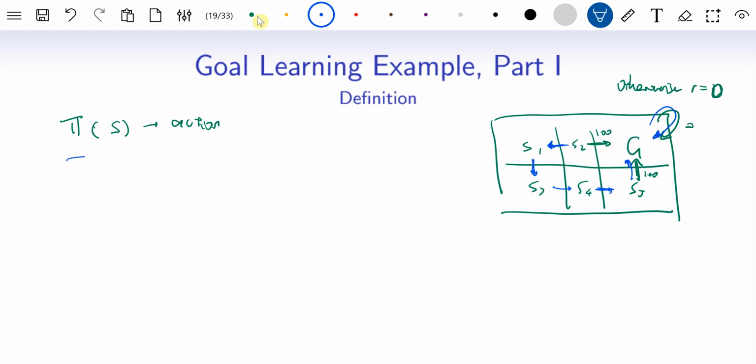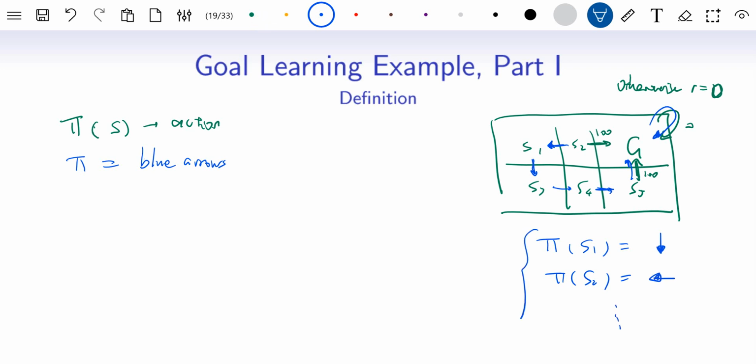So an example of pi is, say, the blue arrows. If you actually want to write it down precisely, you say pi of S1 would be equal to the action of going down, pi of S2 would be the action of going to the left, and so on. So that would be a policy function example. Each value function is associated with a policy function, and it's also evaluated on a state. I'll solve one example, and I think it should be easy to solve the other ones.